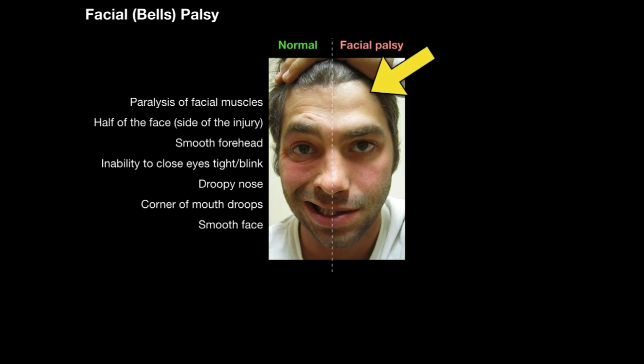Notice on the side of the facial palsy, a smooth forehead compared to the other side. Smooth ring around the eyes compared to the other eye, and they can't close it or have difficulty closing it. Notice that this corner of the nose droops when compared to the other.